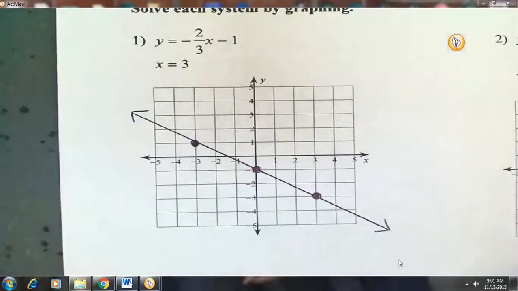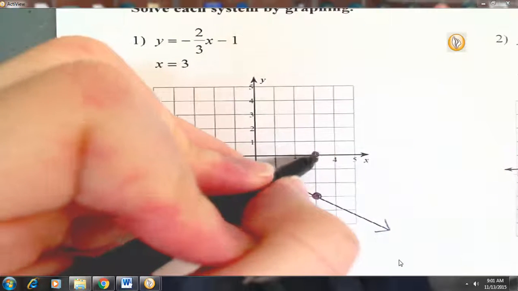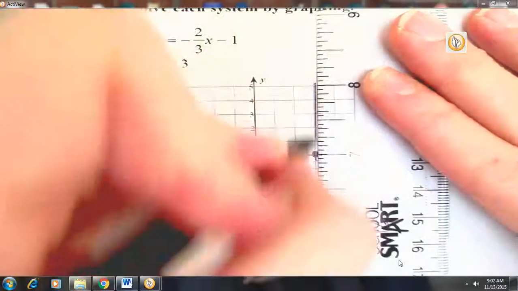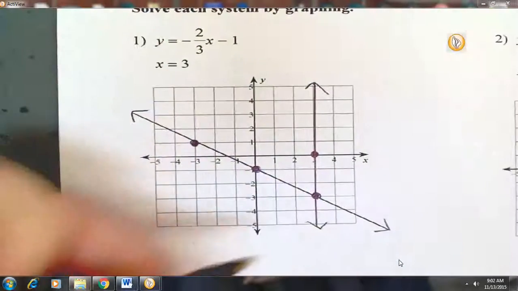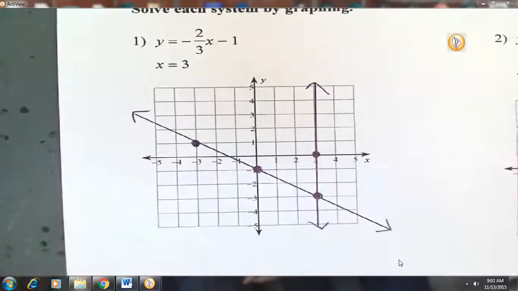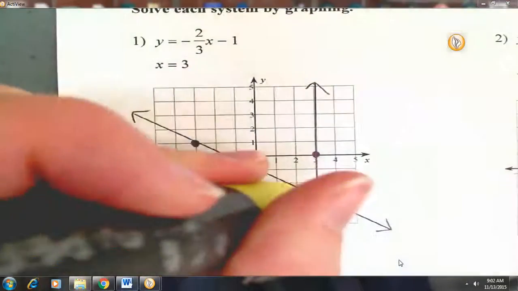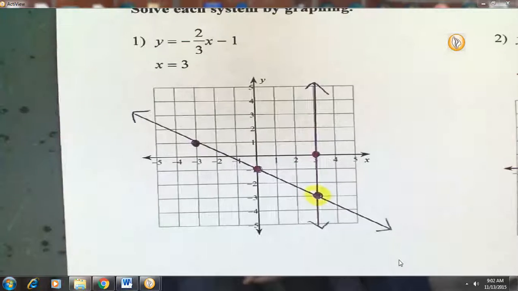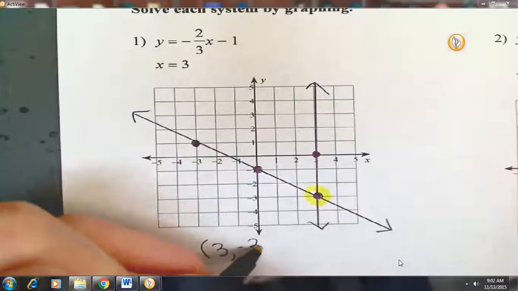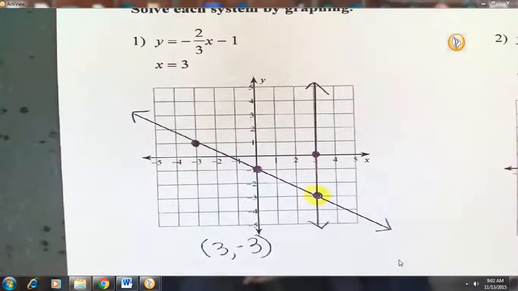The second equation is x equals 3. This is kind of a special graph. What does that graph look like? Vertical. Good. It's going to be a vertical line at 3. So on my x-axis, I'll find 3, and I'll draw in my vertical line. My solution is where these two graphs intersect, where they meet. Where do these two graphs intersect? 3, -3, that point right there. That is my solution. I do need to state that ordered pair, 3, -3, that ordered pair where the lines intersect.